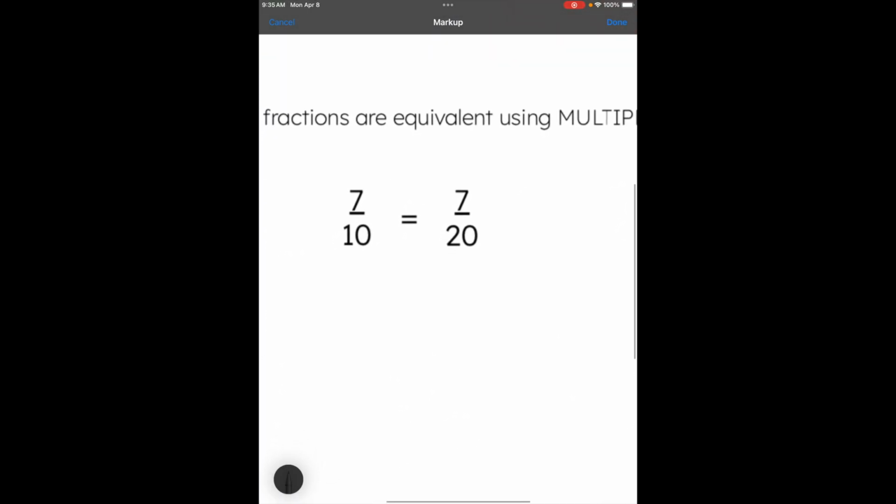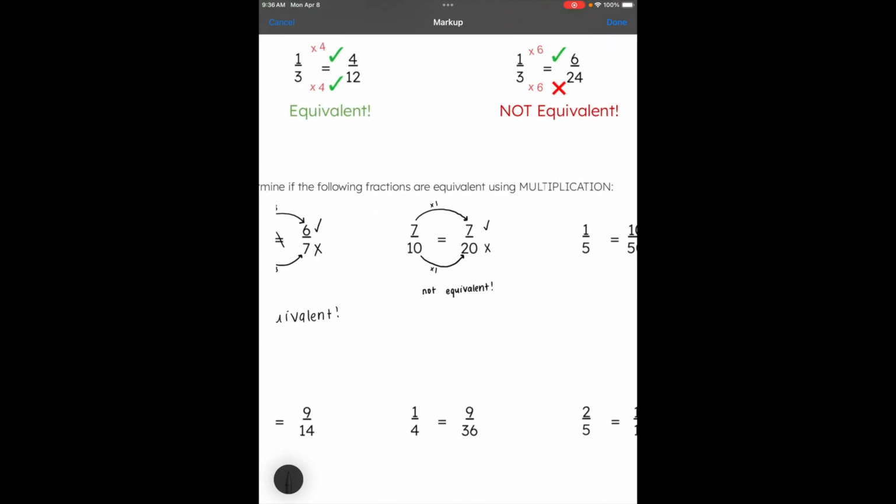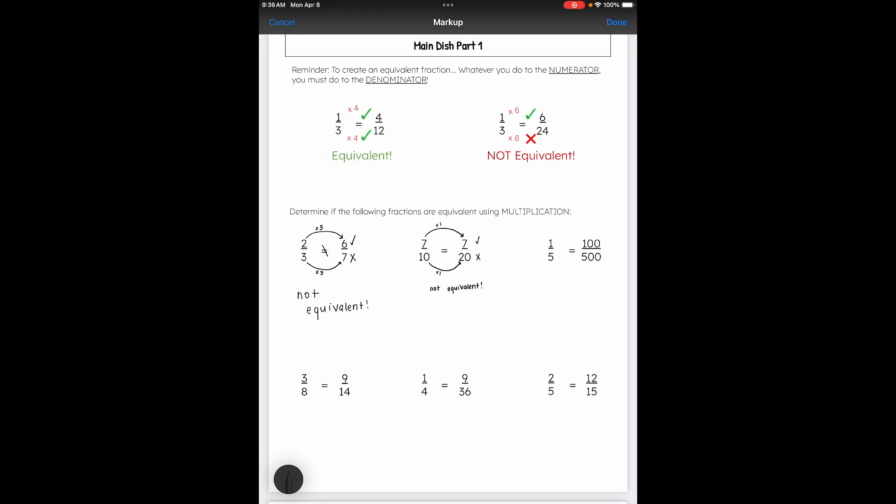Let's go to 7/10 and 7/20. I wonder if these fractions have the same value. 7 times 1 would get me to 7. 10 times 1 does not equal 20. So this one is also not equivalent. This is really reviewing what we did last week, so why don't you go ahead and try the next 4 on your own.